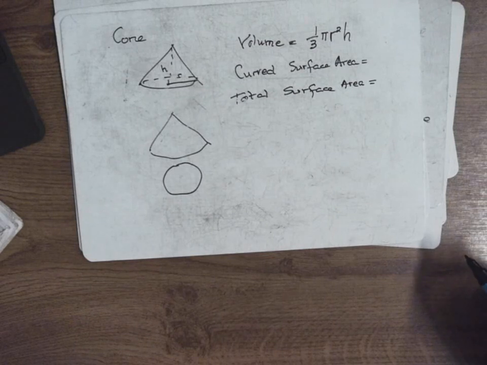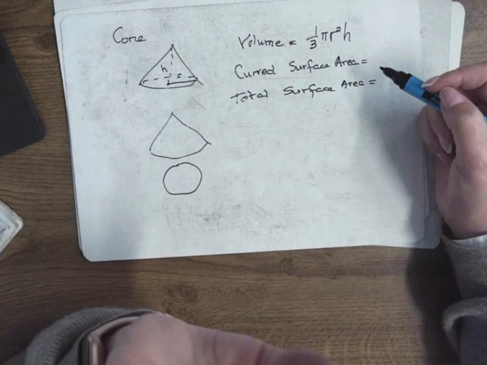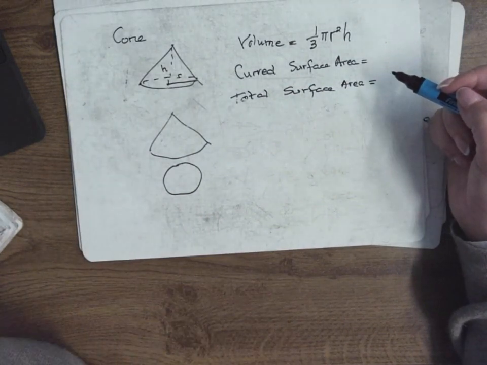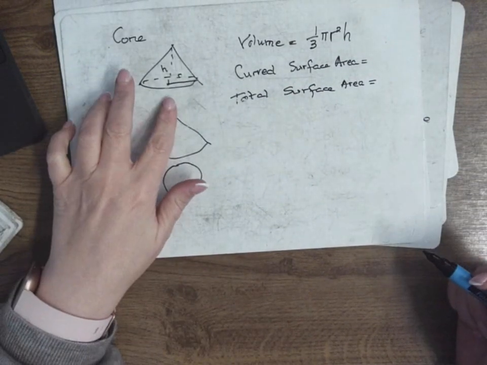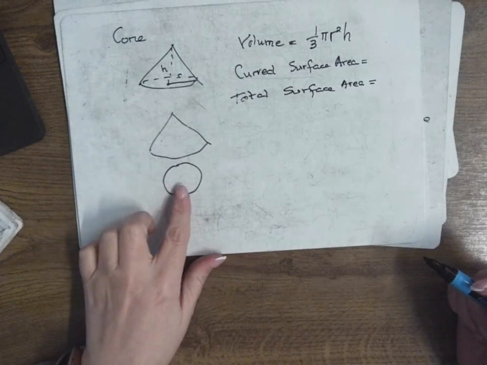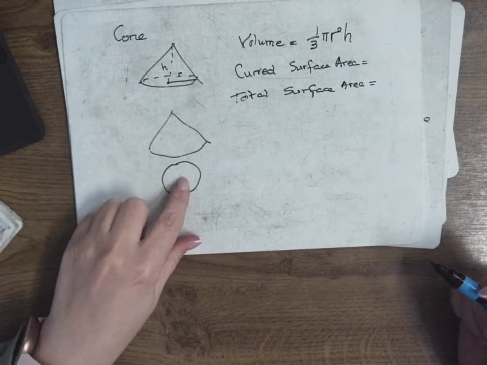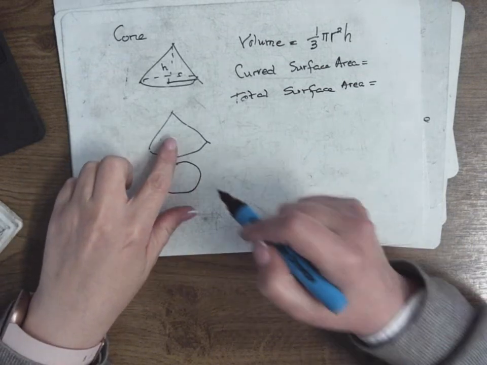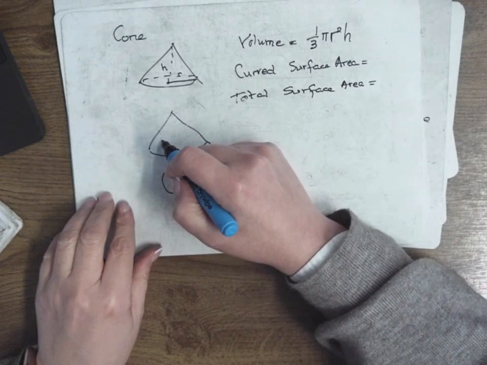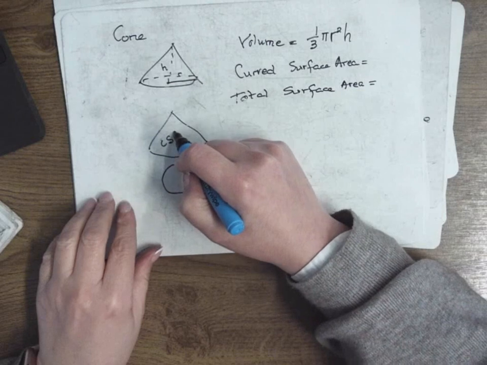Right, curved surface area. Girls, curved surface area is if you open your cone and flatten it out, this is what it'll look like. You'll have this weird looking shape and a circle. So the curved surface area is this bit, the CSA.